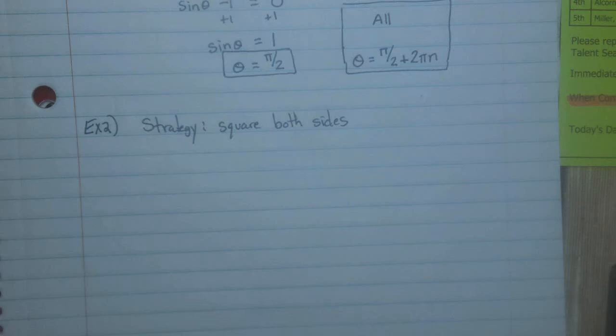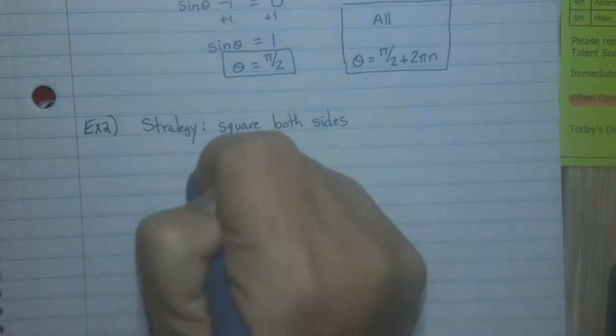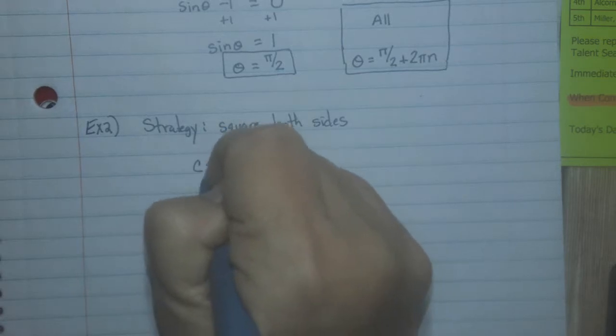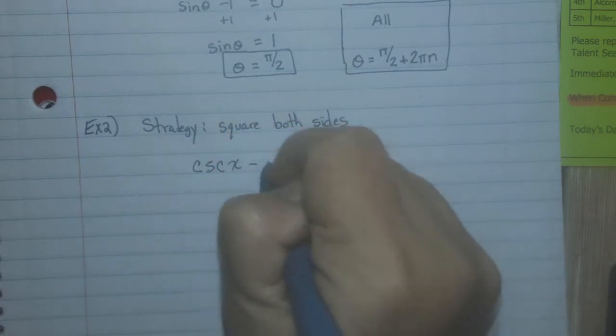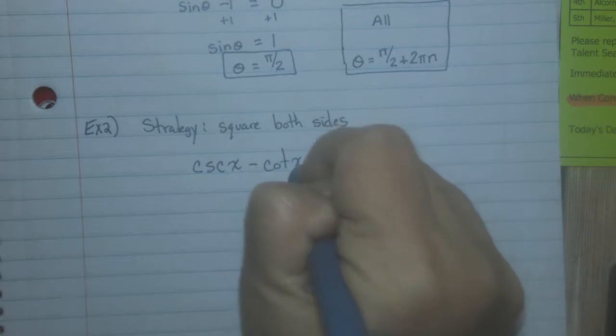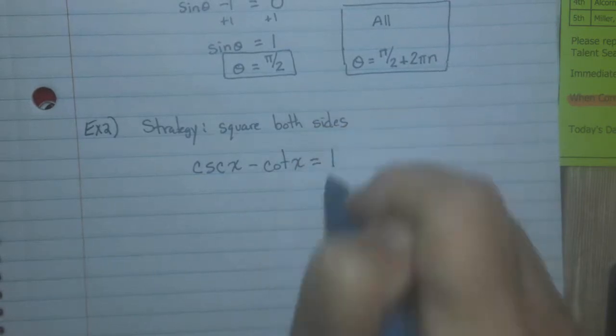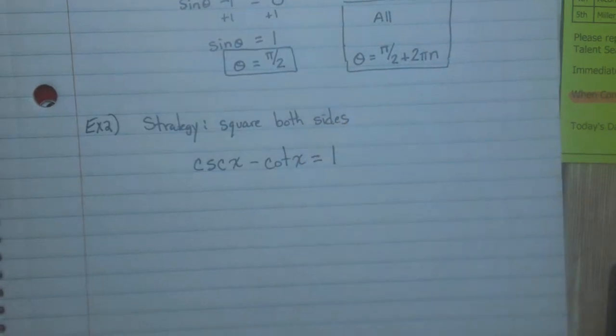Now, you're not going to square both sides on every problem. We didn't square both sides in the problem we just finished. This is a strategy that you use sometimes, right? So this problem says cosecant x minus cotangent of x is equal to 1. And again, what we're doing today is solving for x. We're not trying to prove this.